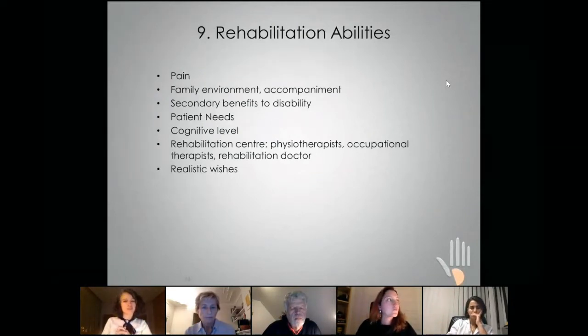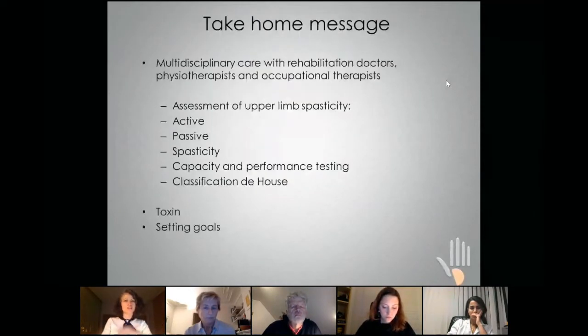And also it's important to have realistic wishes. The patient has to understand what we are able to do, what the goals of the surgery are, and what he expects, and his expectation has to be the same as what we are able to do for the patient. So the examination has to be a multidisciplinary examination with rehabilitation doctors, physiotherapists, and occupational therapists.